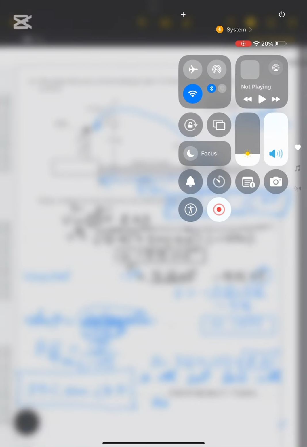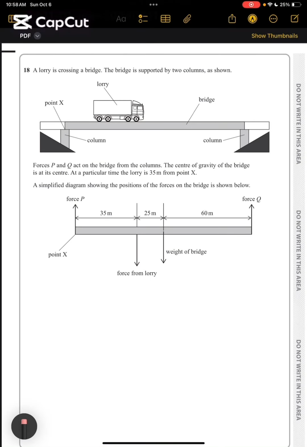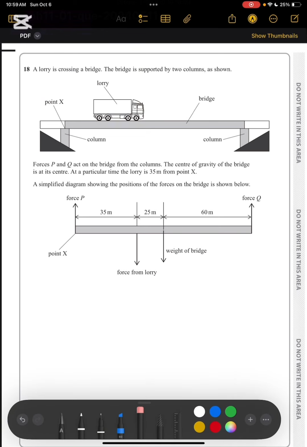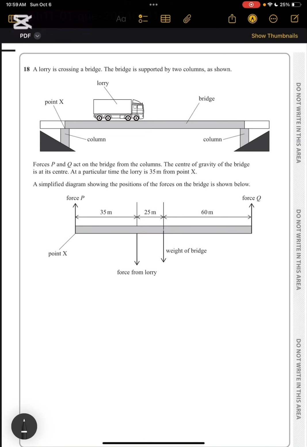So let's solve question number 18. A lorry is crossing a bridge. The bridge is supported by two columns. This is the first column and this is the second column. Forces P and Q act on the bridge from the columns. This is the force P and this is the force Q acting from the columns, which are situated on the two sides of the bridge. The center of gravity of the bridge is at its center. This is the weight of the bridge, where the center of gravity of the bridge acts.